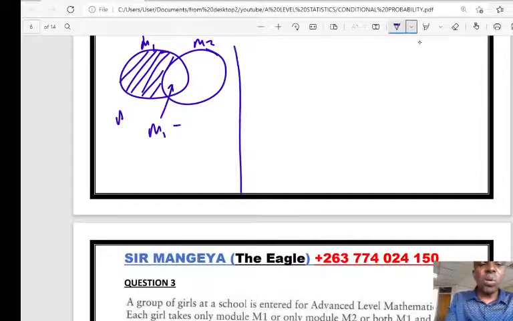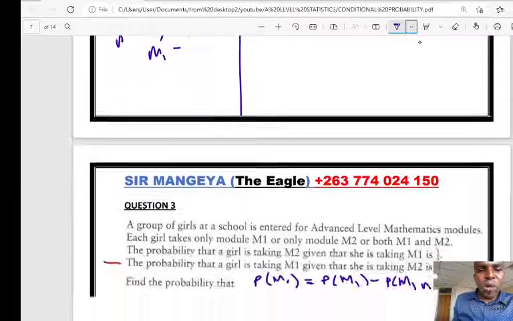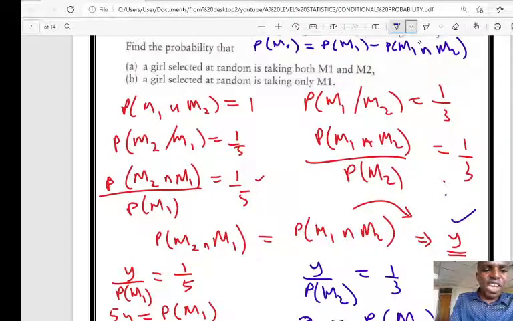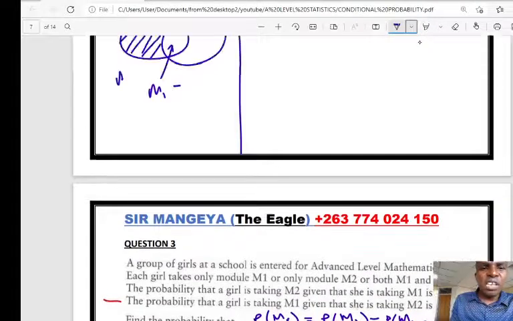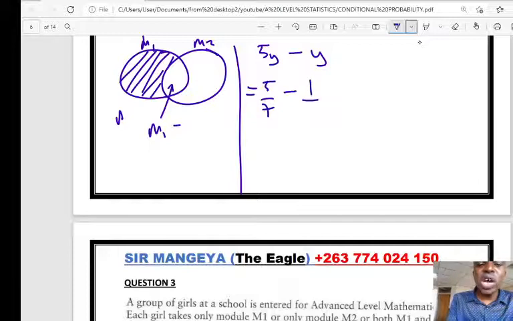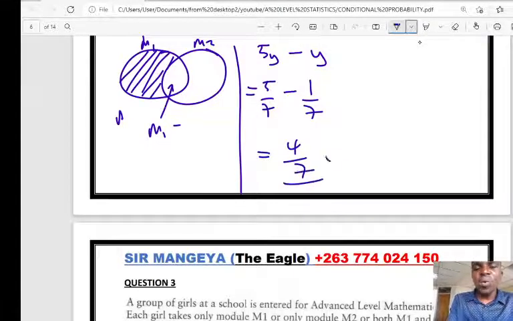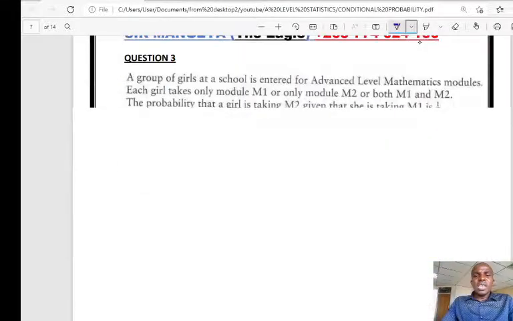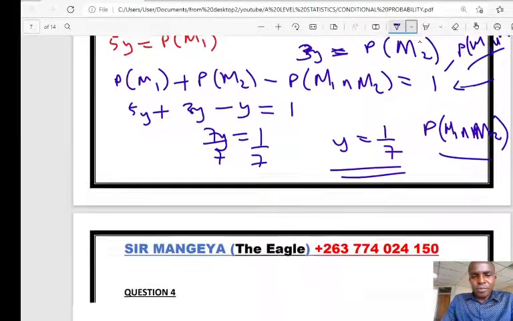Let me do the working here. M1 was 5y, and y was 1 over 7. So it's 5y minus y, which equals 5 times 1 over 7, which is 5 over 7, minus 1 over 7, which equals 4 over 7. We can say done. Next question.